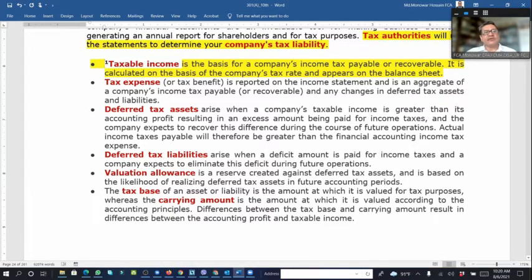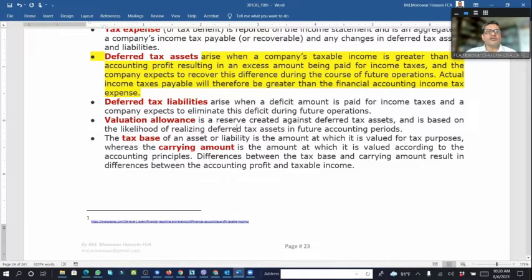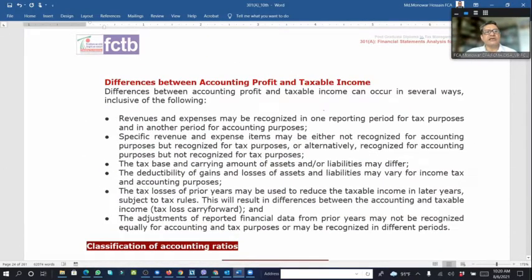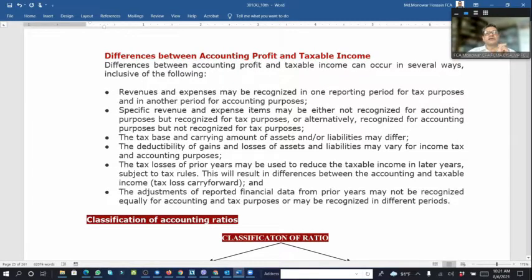And deferred tax will take one class within that item. Deferred tax asset arises when a company's taxable income is greater than the accounting profit. And deferred tax liability, valuation, tax carrying, etc. So here, the difference between accounting profit and taxable income. We know our accounting profit and taxable profit are not the same.